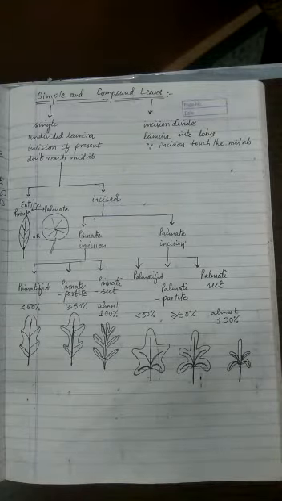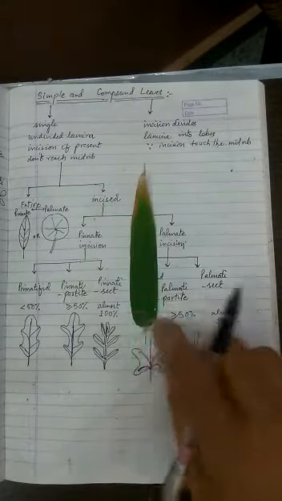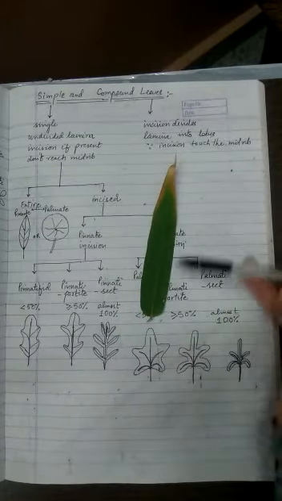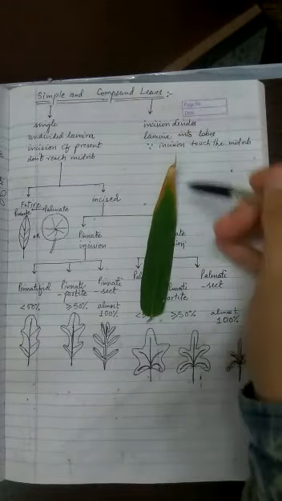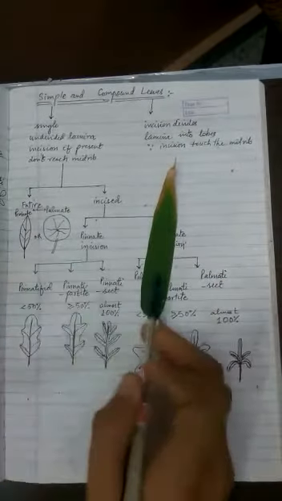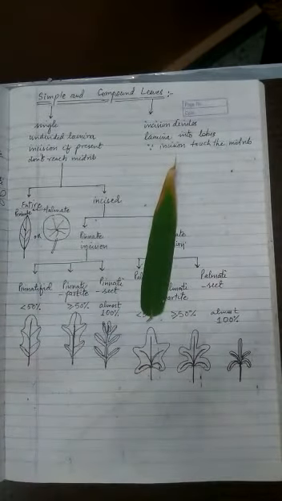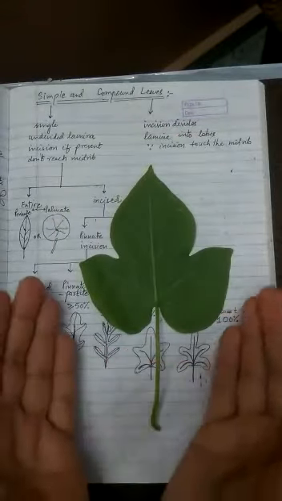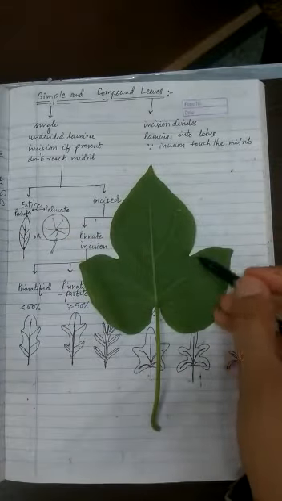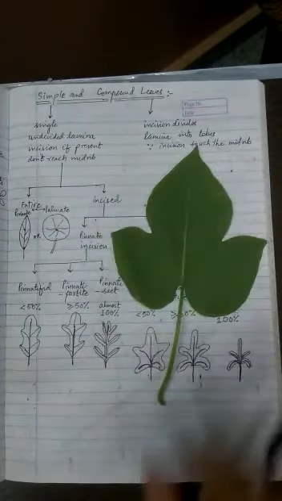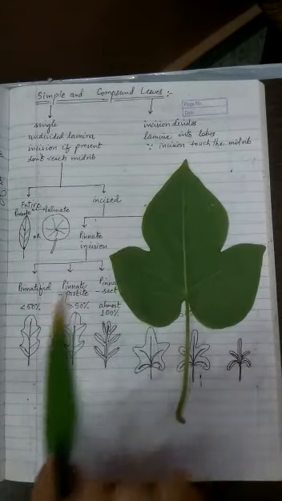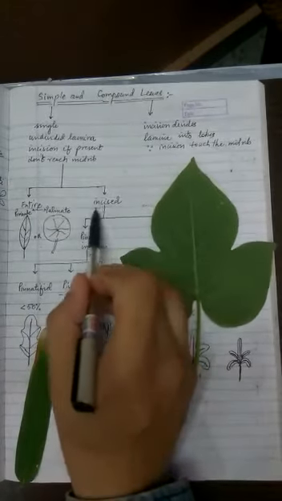So you can see that in this leaf, this is one complete leaf. Because its lamina is not divided, it is an entire type of leaf. But sometimes the leaf may start developing cuts. So whenever there are cuts present, like this, it is also a simple leaf, but not an entire leaf, like the bamboo leaf, because this is a type of incised leaf.